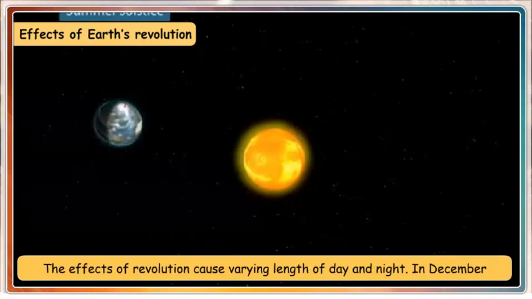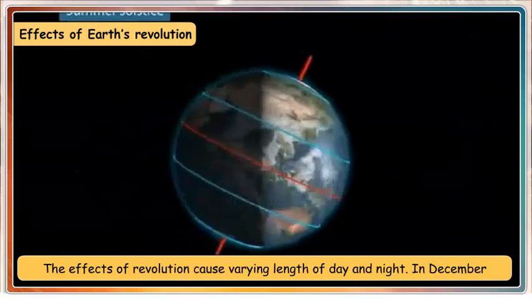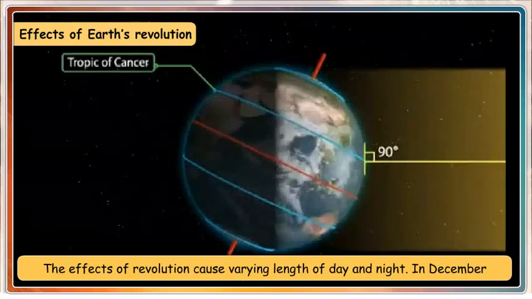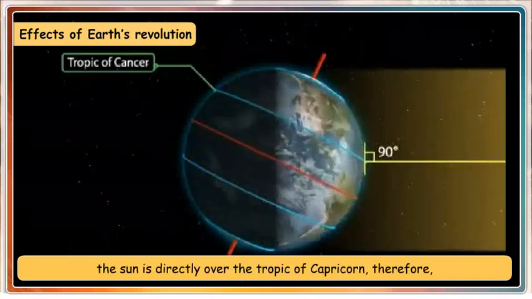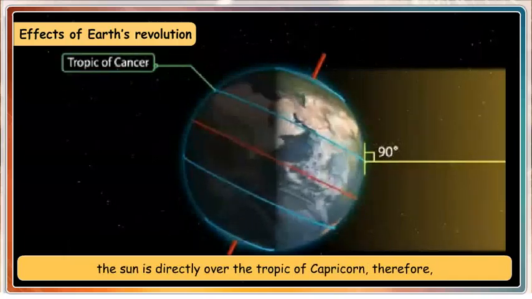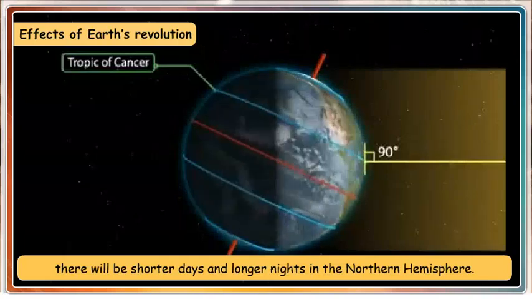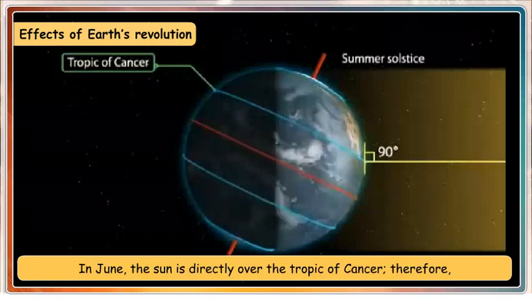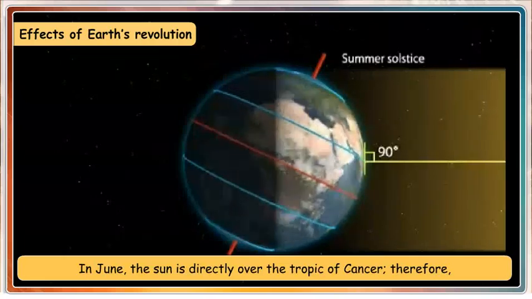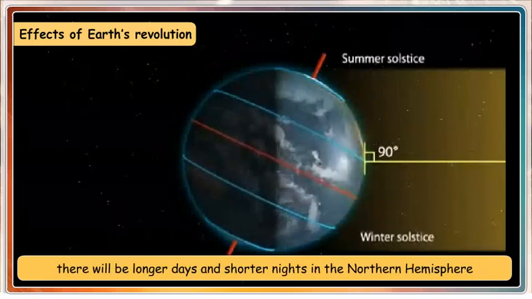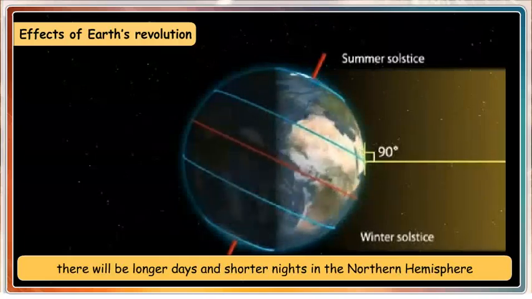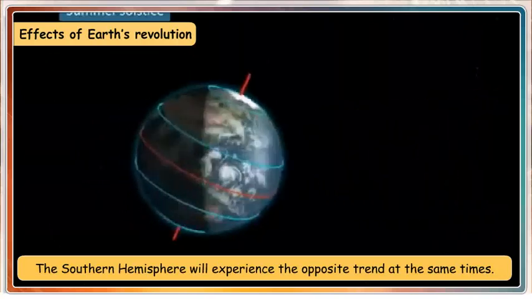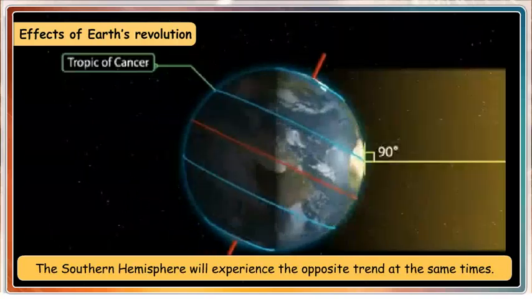Effects of Earth's revolution. The effects of revolution cause varying length of day and night. In December, the Sun is directly over the Tropic of Capricorn. Therefore, there will be shorter days and longer nights in the northern hemisphere. In June, the Sun is directly over the Tropic of Cancer. Therefore, there will be longer days and shorter nights in the northern hemisphere. The southern hemisphere will experience the opposite trend at the same times.